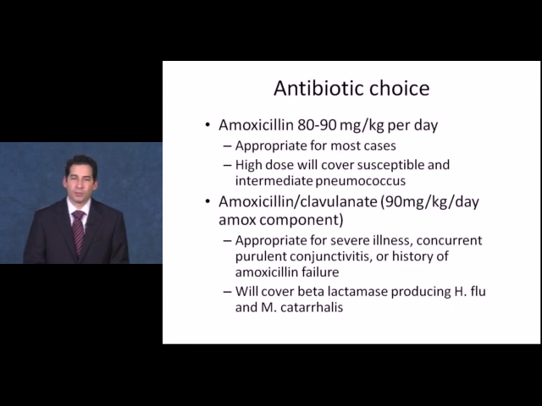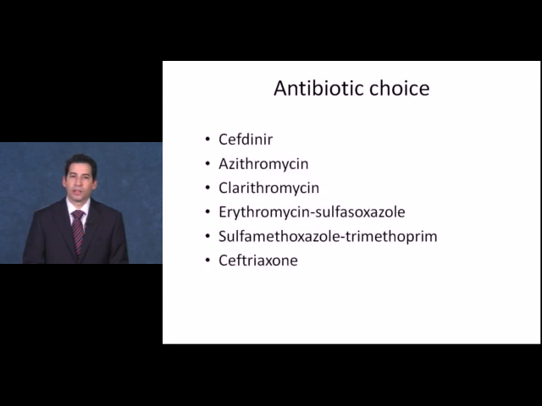For unsusceptible cases or resistant cases, amoxicillin with clavulanic acid, again at 90 milligrams per kilogram per day of the amoxicillin component, should be given. And this is appropriate for severe illnesses, for children who have concurrent purulent conjunctivitis or a history of amoxicillin failure. And this will also cover beta-lactamase producing H. flu and Moraxella catarrhalis.